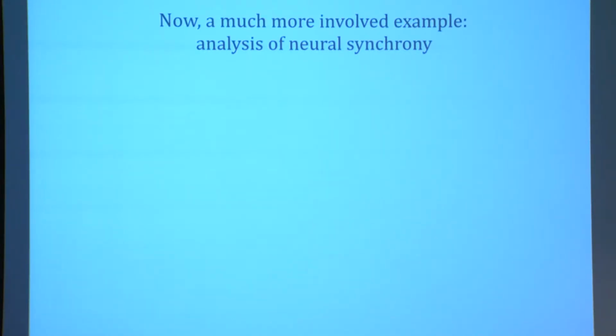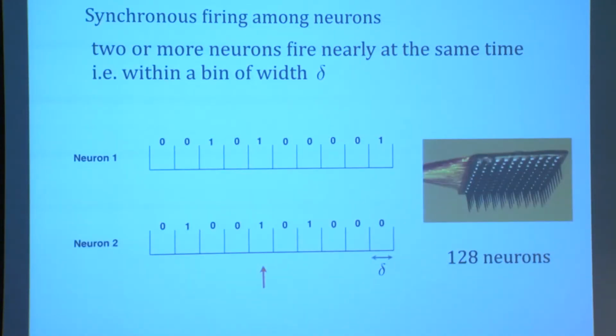Okay, a more involved example, more interesting statistically, involves neural synchrony, and I can only run through this briefly, but I thought it was worth doing. The problem here is to look at the synchrony among two neurons, and it could be more than two, but let's take two neurons, which means that they both fire within the same time bin. Here, the time bin that we were using was 5 milliseconds. And that this would occur more than you would expect by chance.